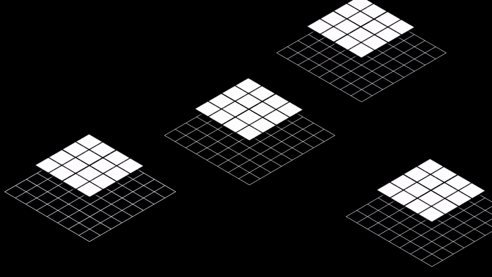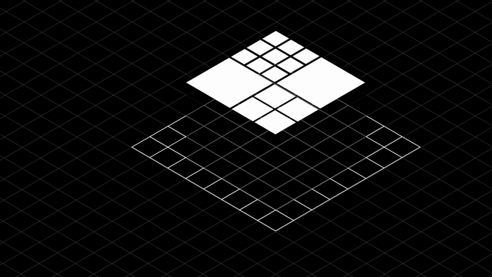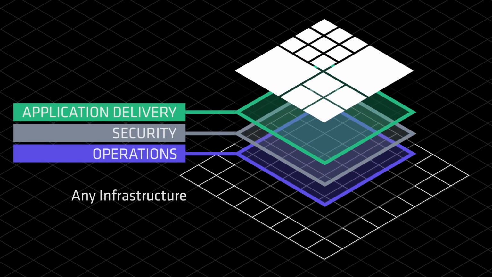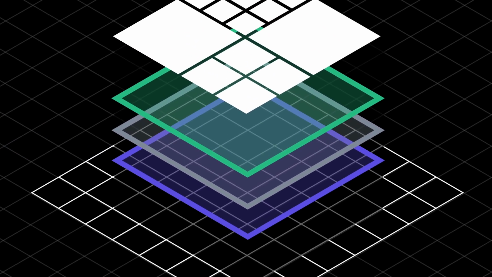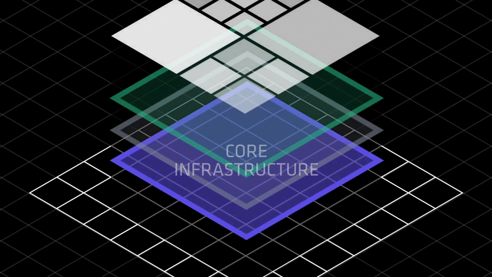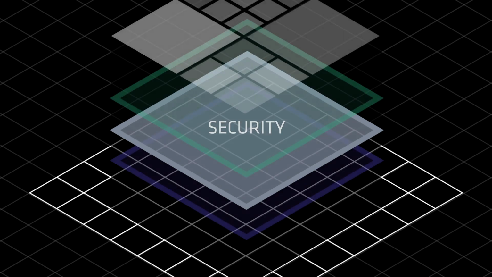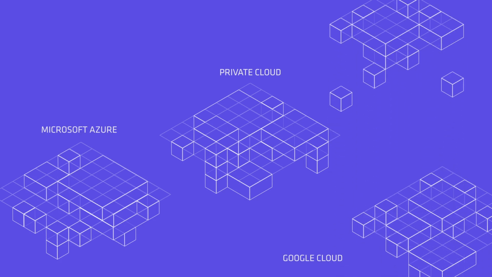For every layer of your infrastructure, you will need tools to handle the challenges. You can achieve this by having a consistent approach to operations, security, and application delivery across any infrastructure for any application. There are three layers to any infrastructure, whether it's in a private data center or hybrid cloud: core infrastructure, application platform, security. Your core infrastructure, while conceptually the same, looks different when provisioning it on different providers.